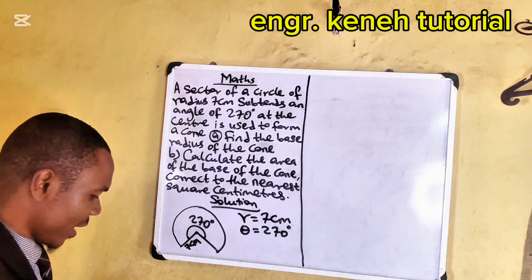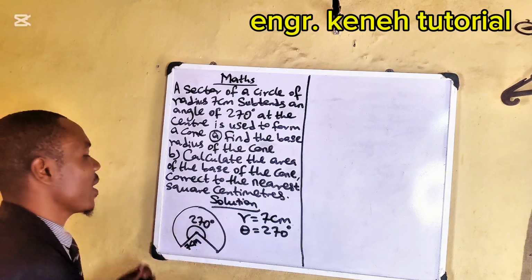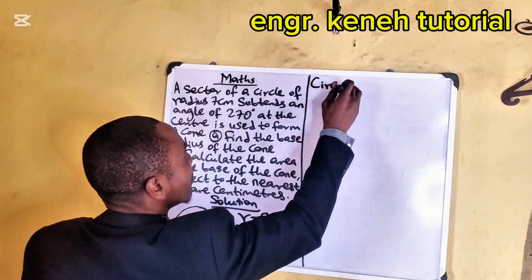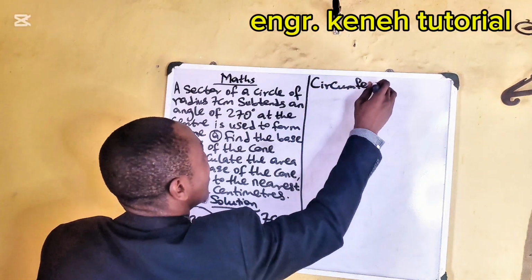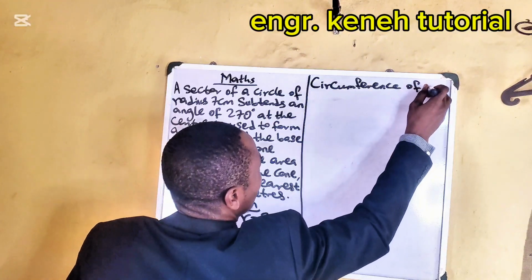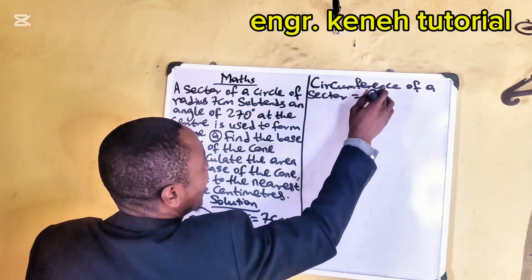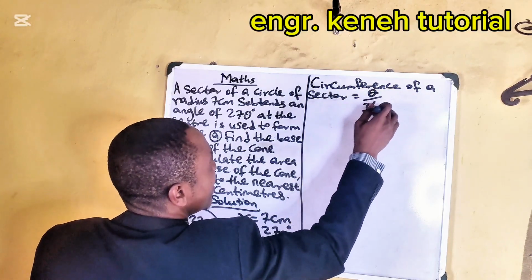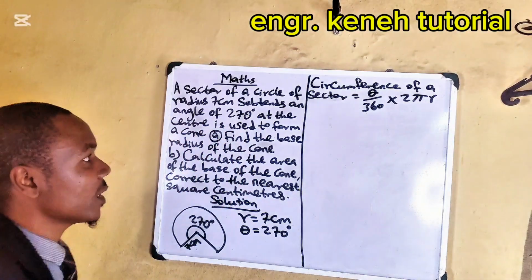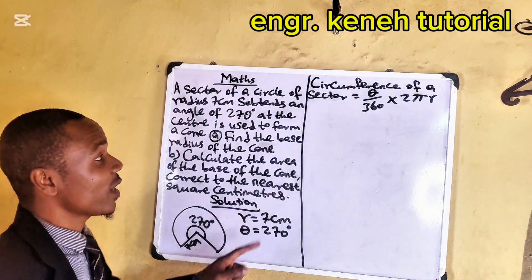All right, so when you have something like this, first of all, let us find the circumference of this sector. So we have the circumference of a sector. The circumference of a sector can be calculated using the formula theta over 360 times 2 pi r. Can you see it? Theta over 360 times 2 pi r. That is the formula that we use to calculate the circumference of a sector.